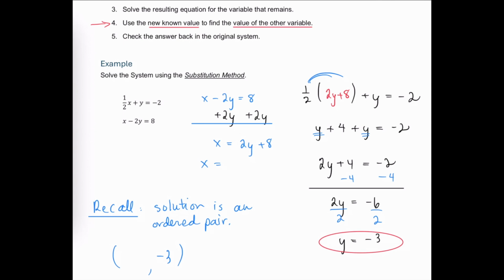So let's do that, because that seems like it would be the easiest way to compute the value of x. So we would have 2 times y plus 8, and we're plugging negative 3 in for the y value. So x is equal to negative 6 plus 8, which is positive 2. So positive 2 is the x coordinate of the ordered pair. That is the solution to this system.